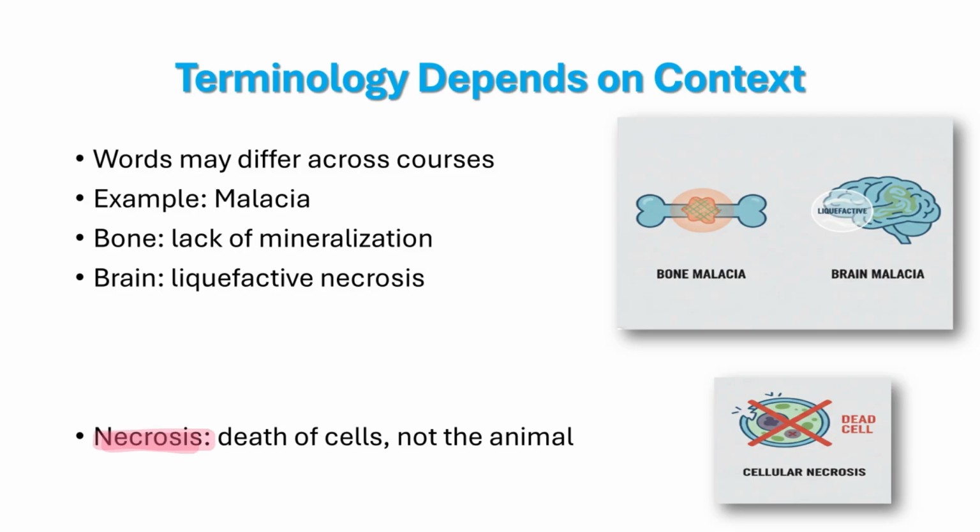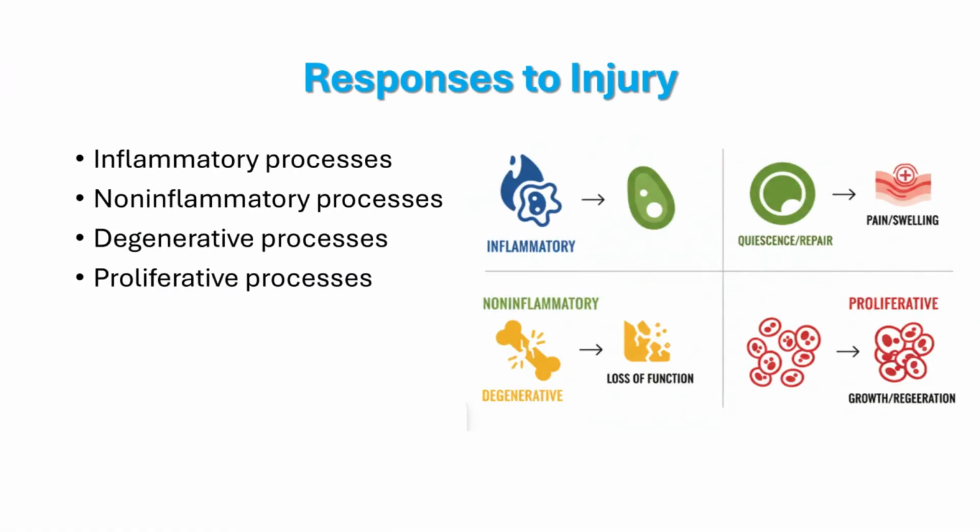Another crucial term is necrosis. This refers to the death of cells within tissues and organs, not the death of the animal itself. Necrosis involves the structural changes that occur after cell death and forms the basis for recognizing and interpreting many lesions in veterinary pathology. Understanding these terms in context is essential for accurate interpretation and communication in the field. In veterinary pathology, we study various responses to injury, including inflammatory, non-inflammatory, degenerative, and proliferative changes in tissues and organs.